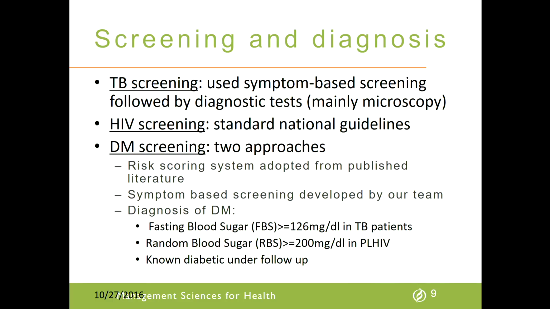For the TB screening, we used symptom-based screening, followed by diagnostic tests. We used microscopy as the primary test, which we had in most facilities. In HIV screening, we used the standard national guidelines for HIV. For diabetes screening, we didn't have any tools and guidelines, or people didn't have clear information. So we had to rely on two resources. One is a risk scoring system from the published literature, and we also used a symptom-based screening checklist developed by our team to detect some acute complications. It doesn't really identify risk of diabetes, but we combined and used them.